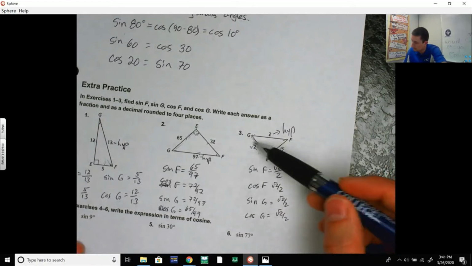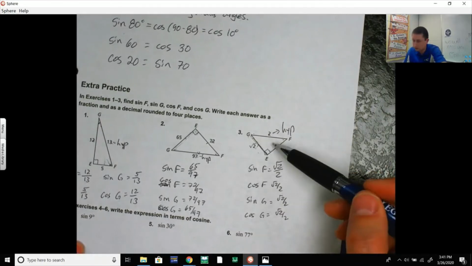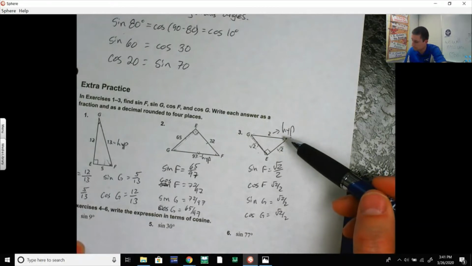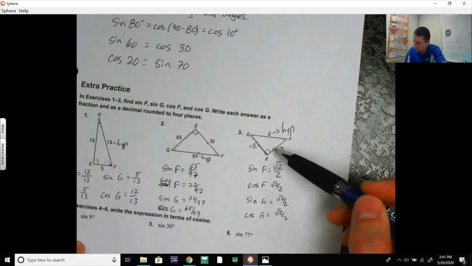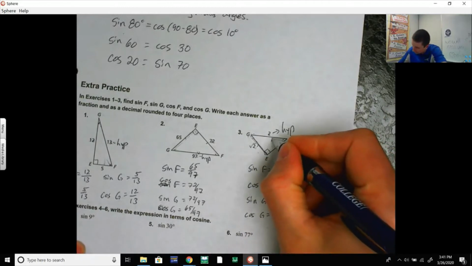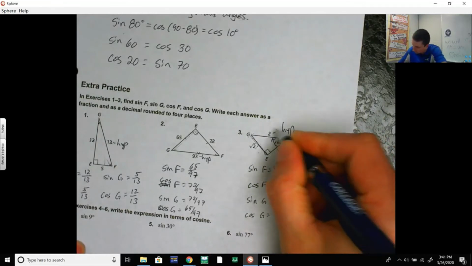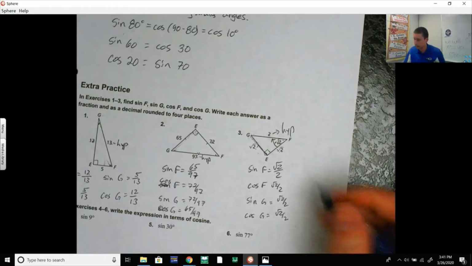It'd be an isosceles right triangle, that's a 45, 45, 90. So the hypotenuse is root 2 times as long as the leg. So if the leg is root 2, you take it times the square root of 2, root 2 times root 2 is 2. That's a 45, 45, 90 triangle right there.